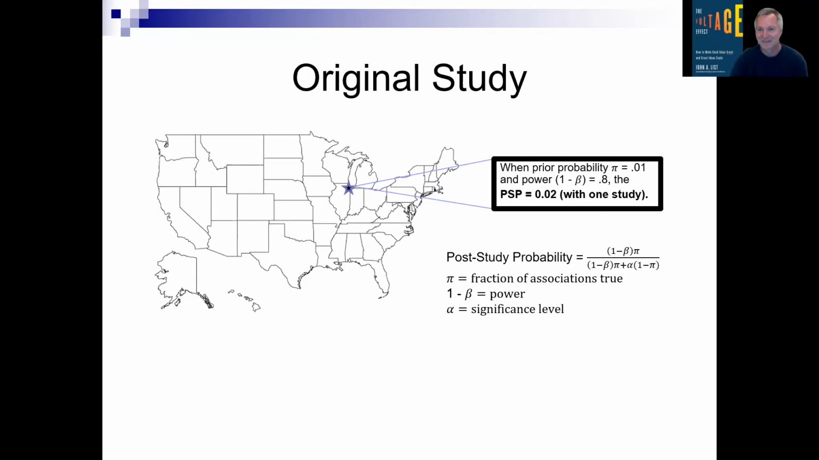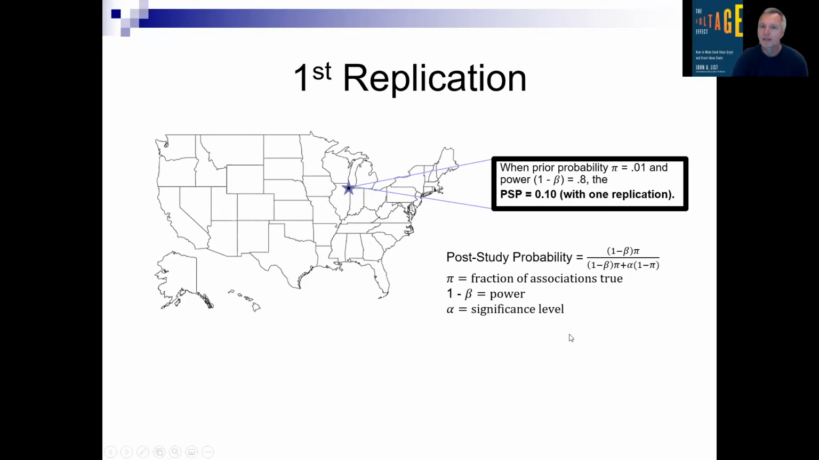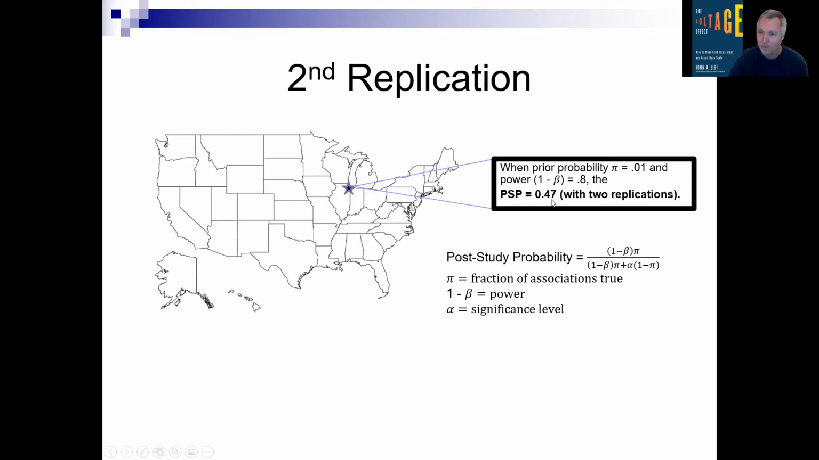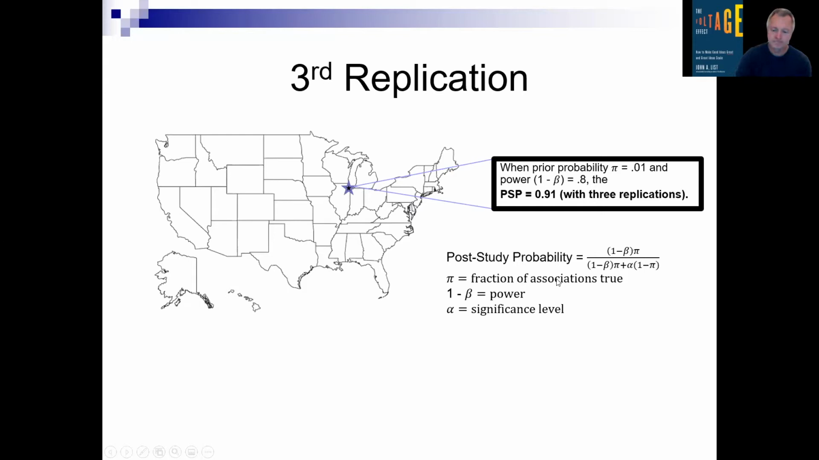Okay, let's say you replicate that once. After the first replication, now it goes to 10%. After the second replication, it goes to 47%. After the third, it goes to 91%. So after two or three replications here, we get to be more and more sure that the data are not lying. Okay? Now you can say, well, what's an example of this?